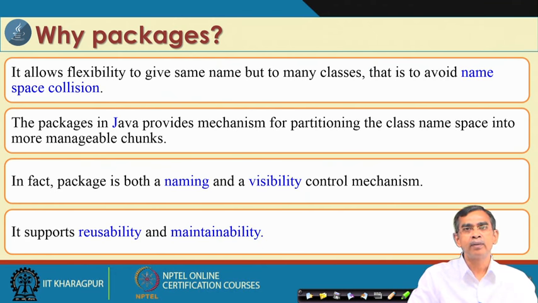As we already told you, the concept of package is a mechanism for partitioning the class namespace into manageable chunks, because all related things are placed together. All graphics related programs and classes should be placed together. It is a better practice, and it also helps with naming and visibility control. Visibility control means accessibility. So, if we use a package, some accessibility can be automatically imposed. And last but not least, it supports reusability and maintainability.